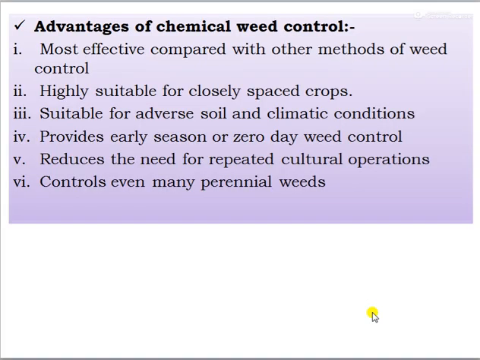The advantages of chemical weed control: it is most effective compared with the other methods of weed control, highly suitable for closely spaced crops, suitable for adverse soil and climatic conditions, provides early season or zero-day weed control and reduces the need for repeated cultural practices or operations, and controls even many perennial weeds. These are the advantages of chemical weed control.